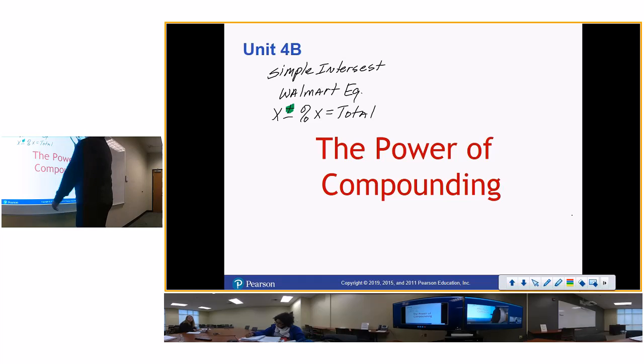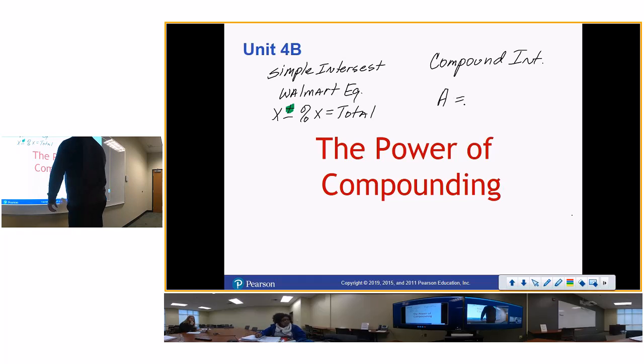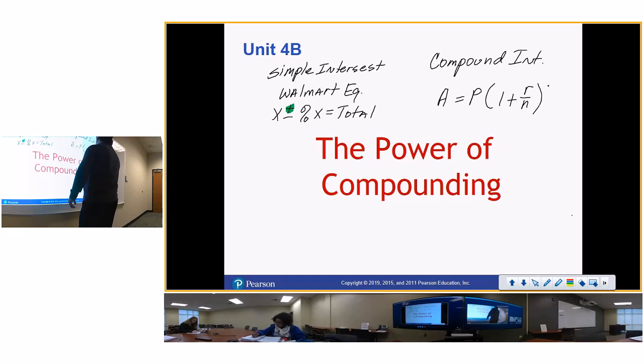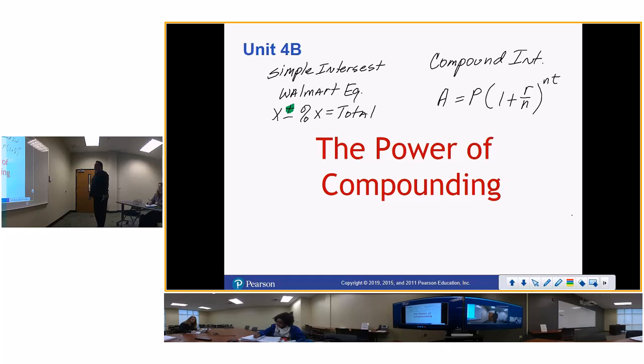Then there is compound interest. And compound interest is A is equal to P times 1 plus R over N raised to the NT power. Now you're going to see that a lot in the next upcoming sections because that is part of the amortization problem, which gives you your payment plan on your car, your house, your credit cards, your student loan. So you're going to see that again.